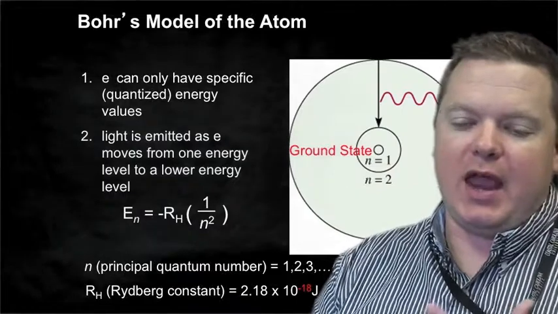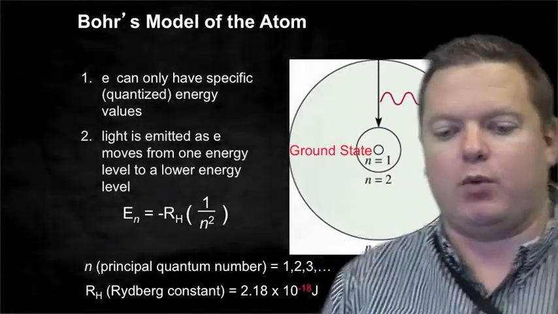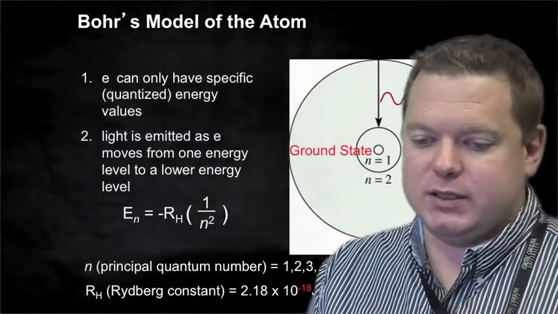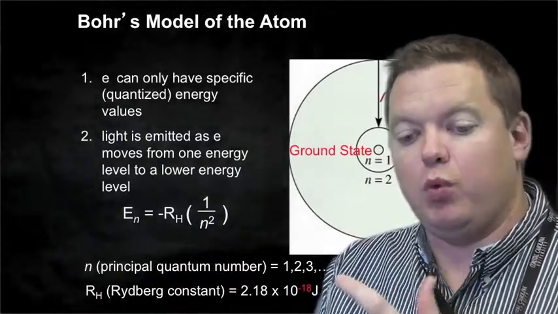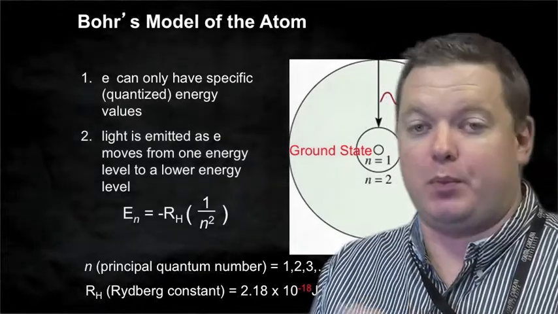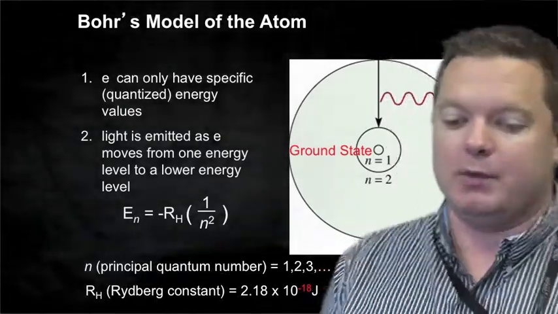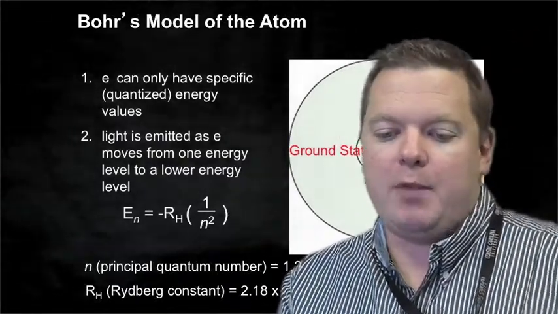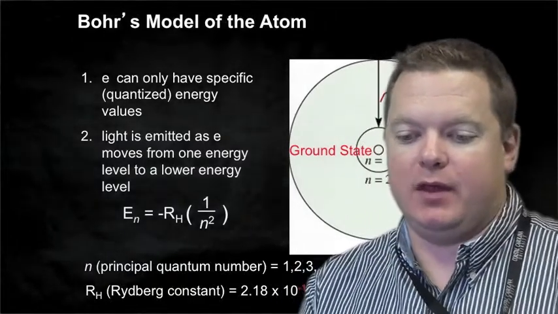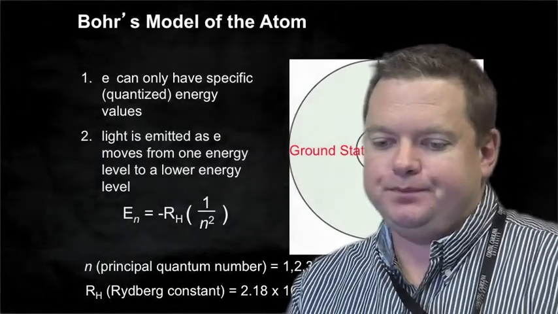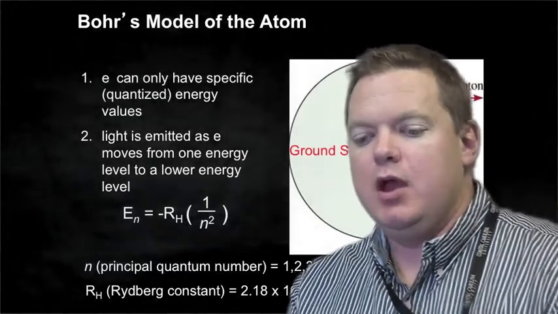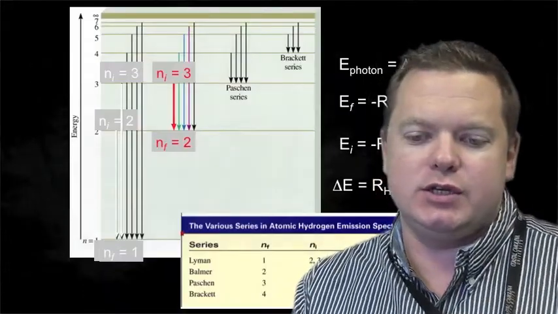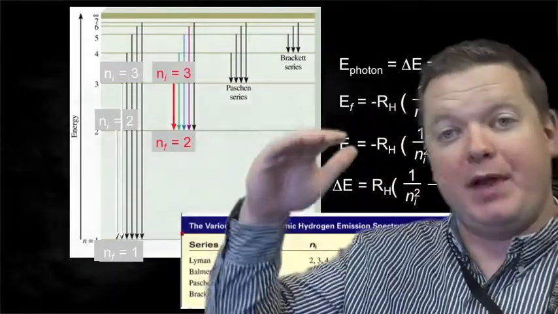And we can relate the energy of these levels using this equation here, where the energy of a certain level is equal to negative R_H, the Rydberg constant, times 1 over n squared, where n is the principal quantum number, a whole number. We'll talk about exactly what that means in the next lecture. And the Rydberg constant is 2.18 times 10 to the negative 18 joules. If we look at the hydrogen atom, we can see that we get these distinct energy changes corresponding to lines, depending on their energy level.